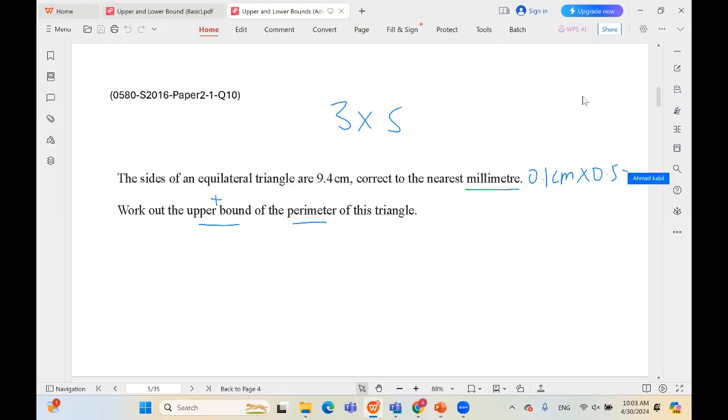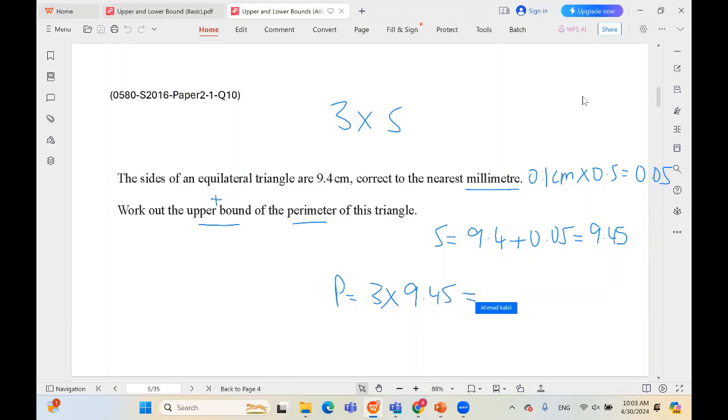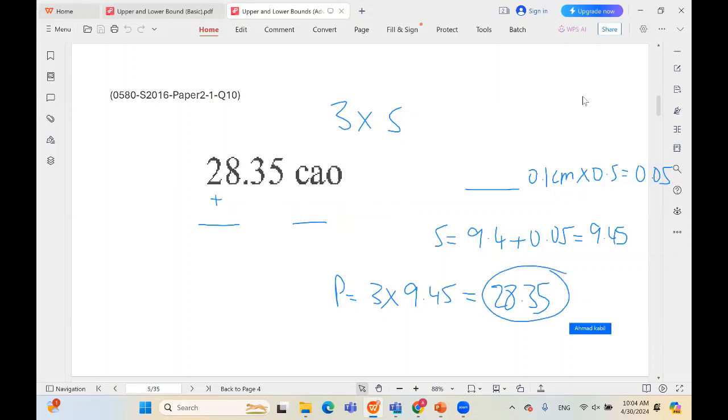So we get 0.05. So the side will be 9.4 plus 0.05. And that gives us 9.45. And the perimeter would be 3 times the side. So 3 times 9.45. And we calculate this. So 3 times 9.45 gives us 28.35 as a final answer. And this is the correct answer here.